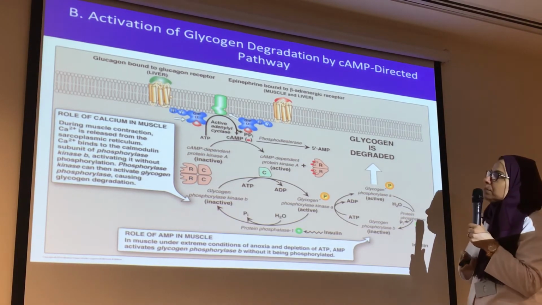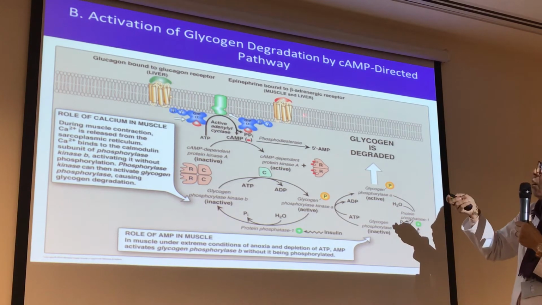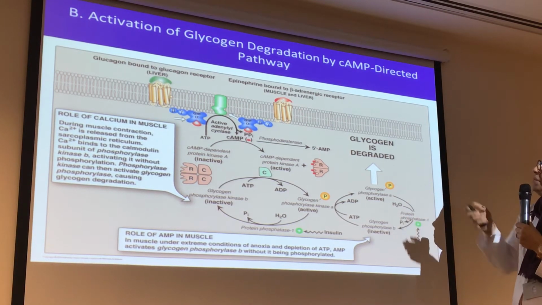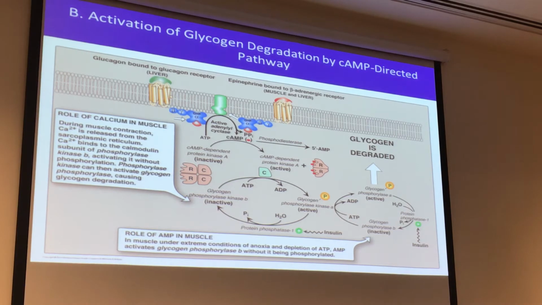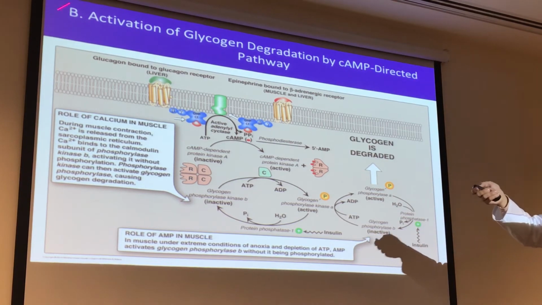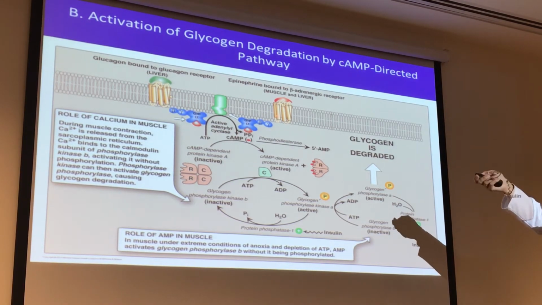Now let us see what happens in the muscle. Okay, so in the muscle we have epinephrine. Actually, epinephrine will work both in the muscle and the liver. Glucagon works only in the liver, but epinephrine, which is adrenaline, will work both in the muscle and in the liver.